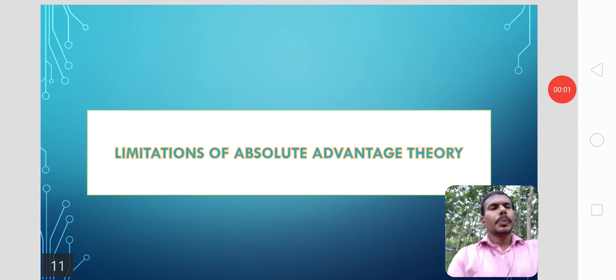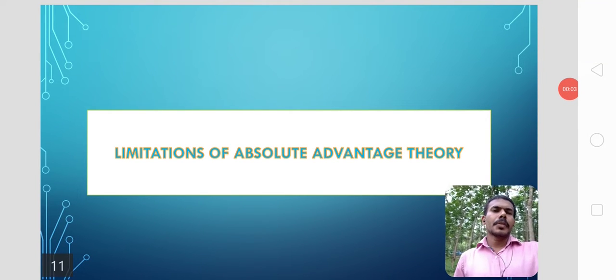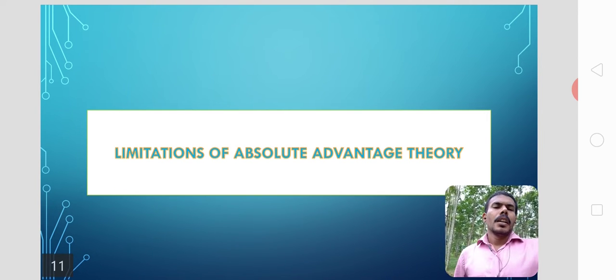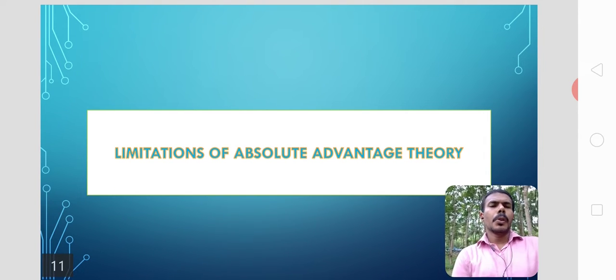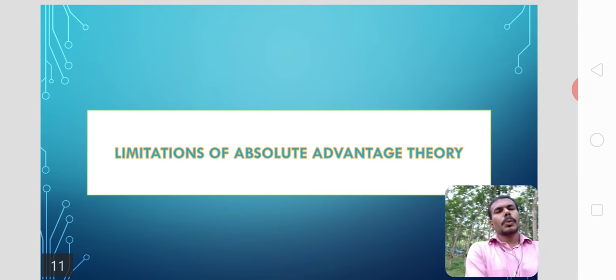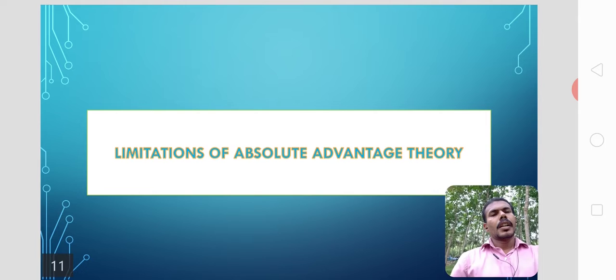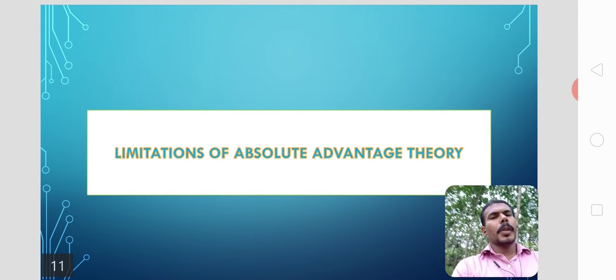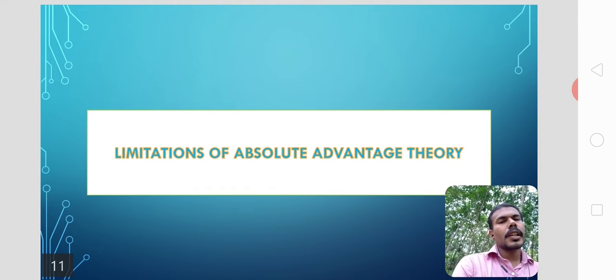So welcome to a new video in International Economics. We are in the second module of the paper International Economics. Second module is on trade theories. We have today limitations of absolute advantage theory. Yesterday we learned the absolute advantage theory of international trade put forward by Adam Smith, the father of modern economics.